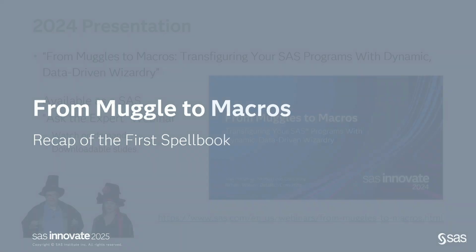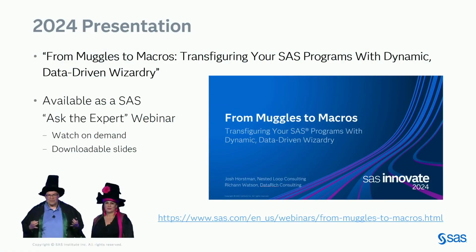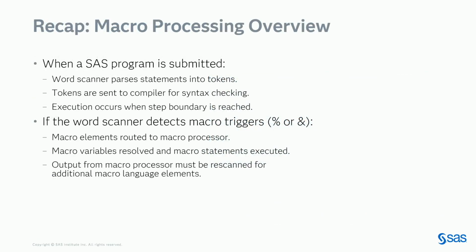So last year at the School of Witchcraft and Wizardry, we gave a class on From Muggles to Macros. This is available online in the Ask the Expert webinar series, so you can go online to get that information. In that particular class, we taught you more about the macro language facility, as well as gave 7 examples of data-driven techniques to help take the muggles out of your code. Now, unfortunately, we don't have time to go through everything we covered last year again this year, so if some of these concepts are new to you, then please go review last year's recording, and that'll catch you up.